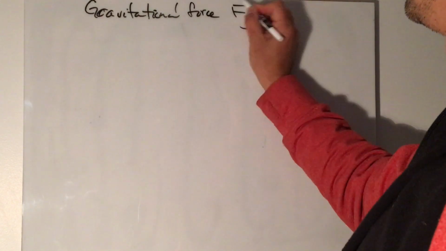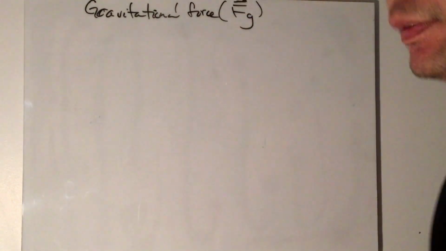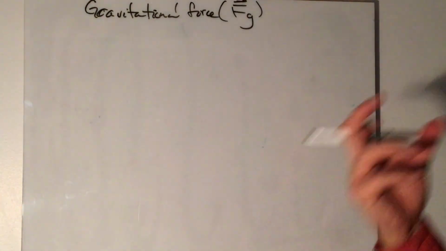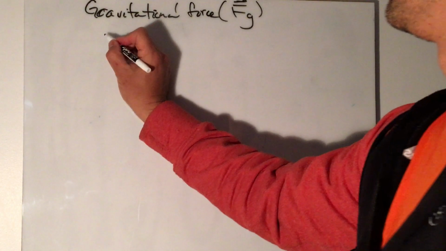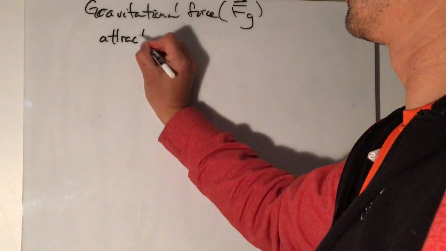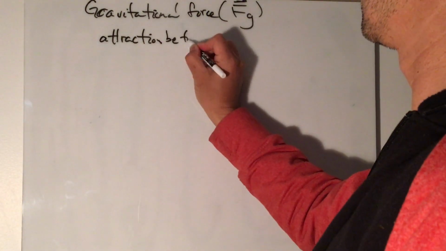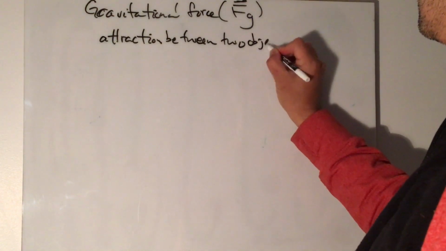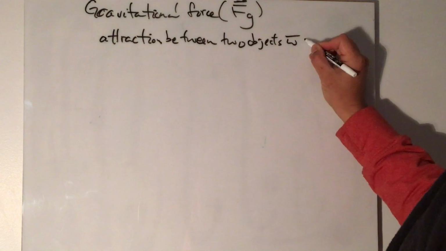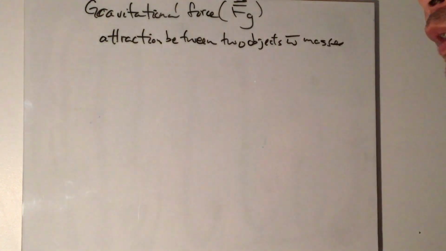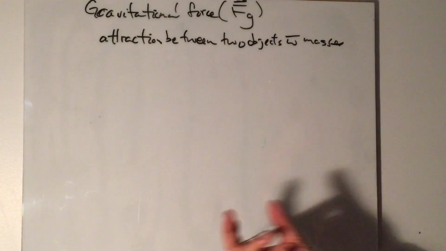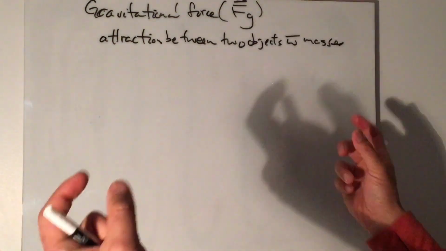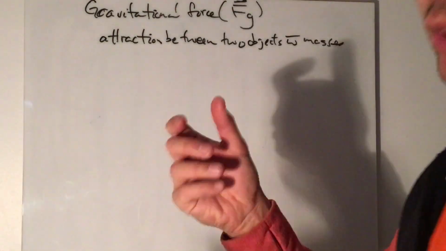Which is Fg, and because it is a vector, there's a little arrow above. Gravitational force is the attraction between two objects of masses. In other words, any two objects that have a mass, no matter how small or how big, will be attracted to each other.